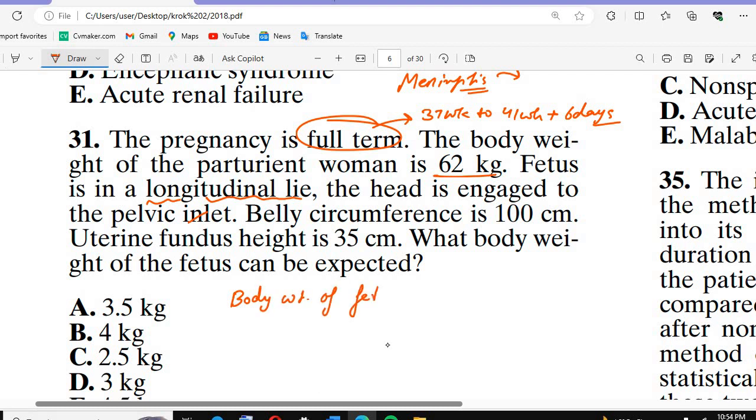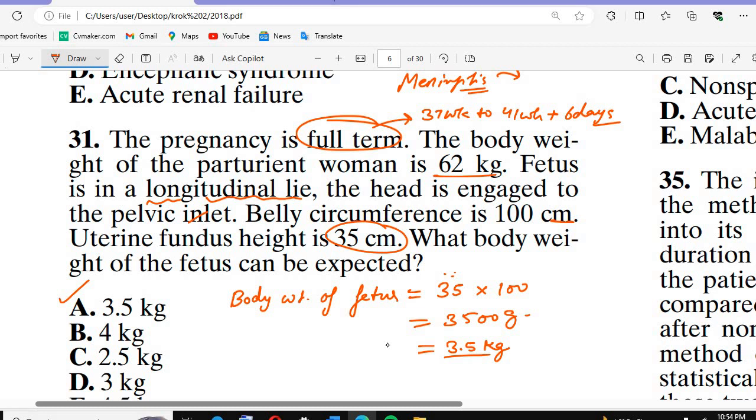The body weight of the fetus will be equal to 35 multiplied by 100, so it will be 3500 grams. You need the belly circumference and the uterus fundus height. You multiply these amounts, and it will be in grams because both are in centimeters. If you want to calculate in kg, it will be 3.5 kilograms. Okay, so that will be the answer.